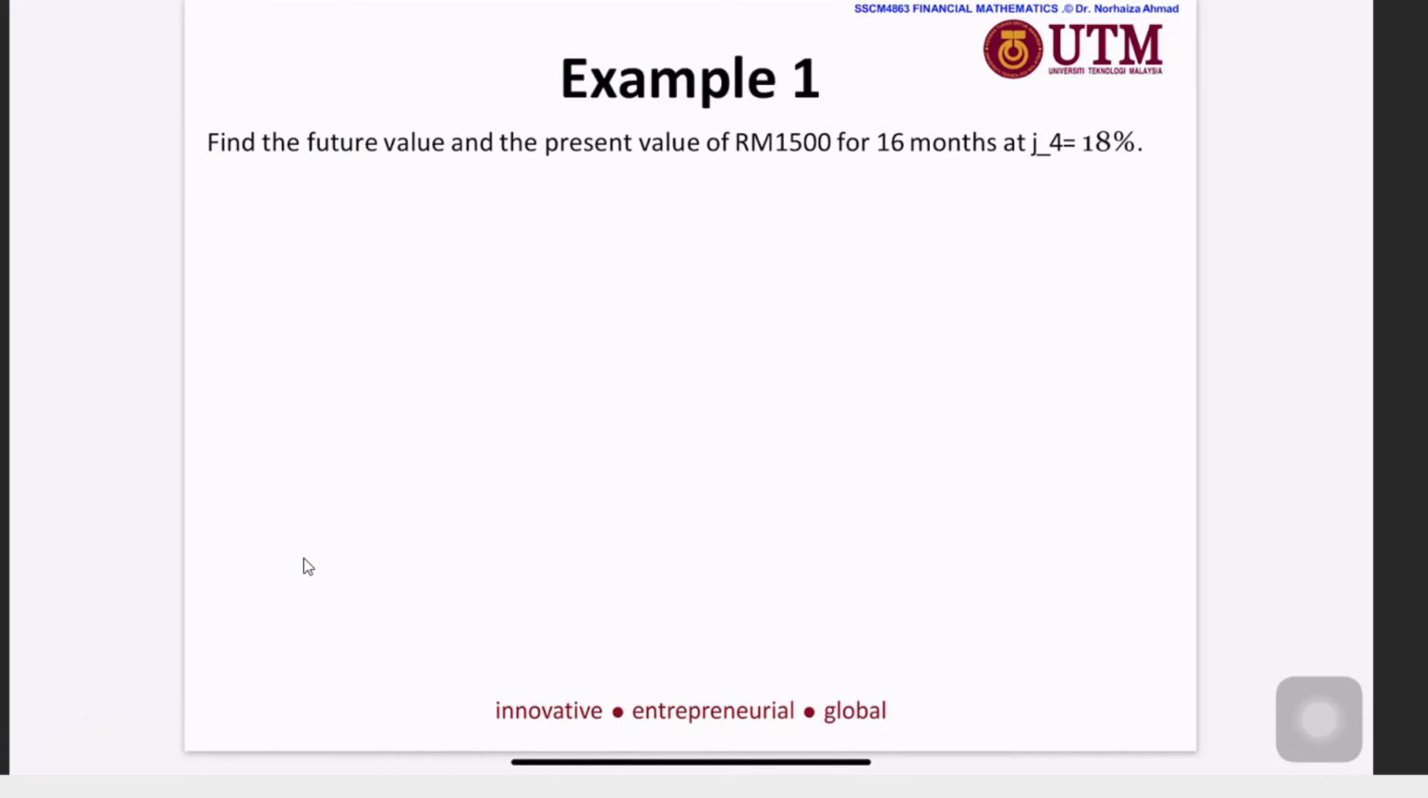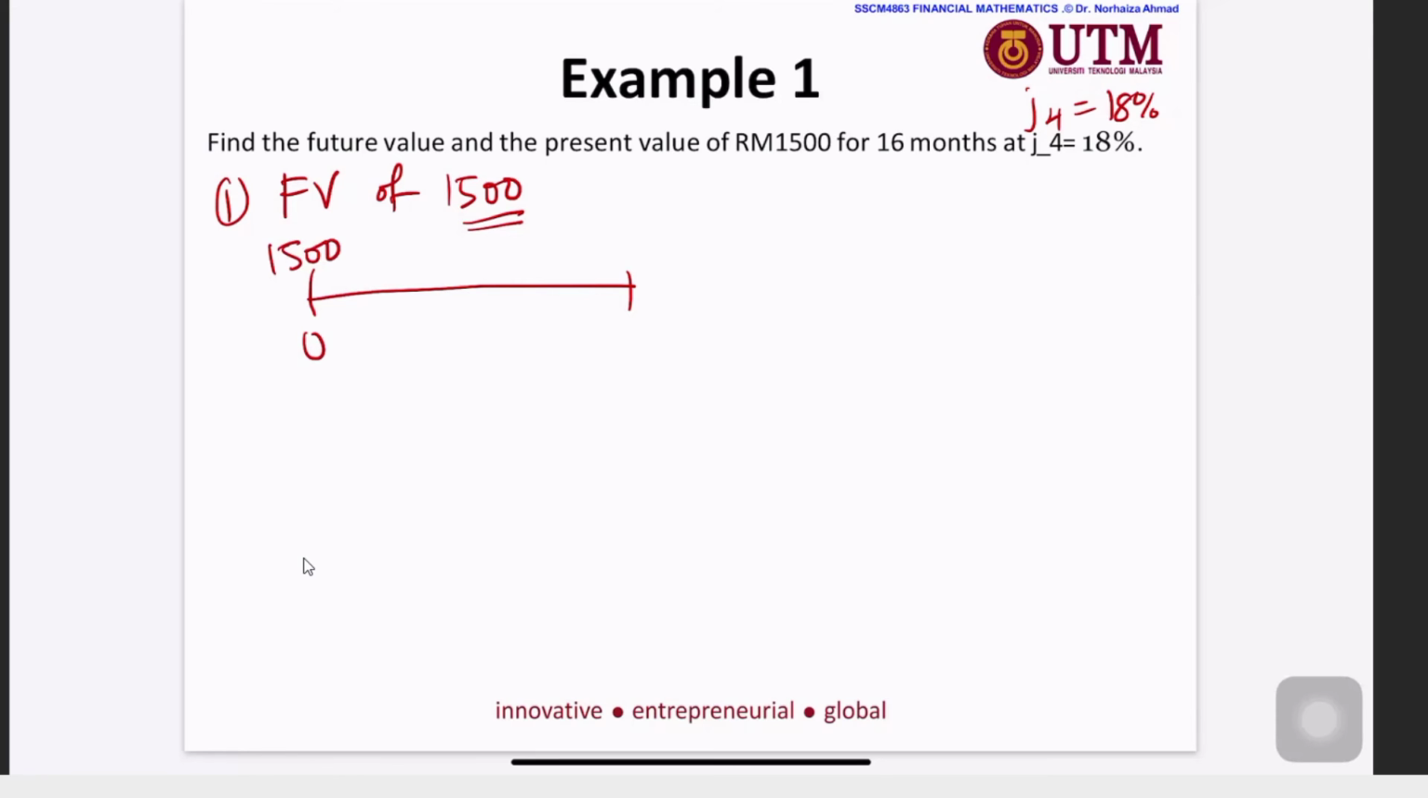Find the future value and the present value of 1,500 for 60 months at J4 equal to 18%. So how do we find this? First they want you to find the future value of 1,500, so we assume that 1,500 is your present value. And here we have 60 months. They want you to find the value of S, and your J4 is equal to 0.18. So how do we find the value of S?